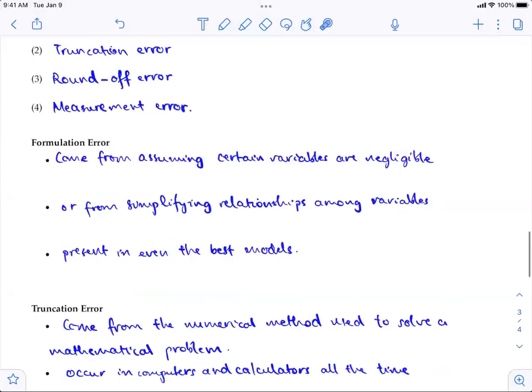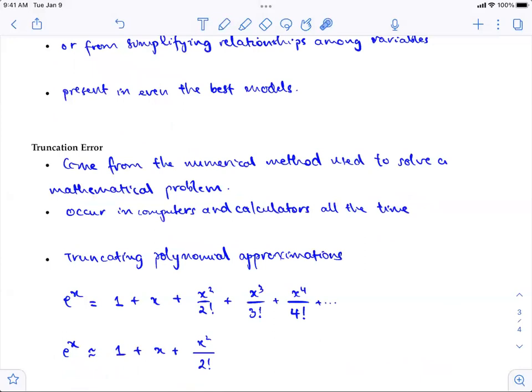Now, moving on to something called truncation error. It actually comes from the numerical method used to solve a mathematical problem. It occurs in computers and calculators all the time, right? The computer that you use, the phone that you use, always has truncation error, because they cannot carry infinitely many terms or infinitely many calculations. So they have to truncate, or cut off, a certain part of the calculation or of the formulation.